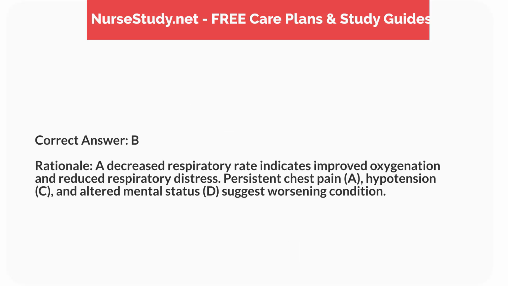Correct answer, B. Rationale: a decreased respiratory rate indicates improved oxygenation and reduced respiratory distress. Persistent chest pain, A, hypotension, C, and altered mental status, D, suggest worsening condition.